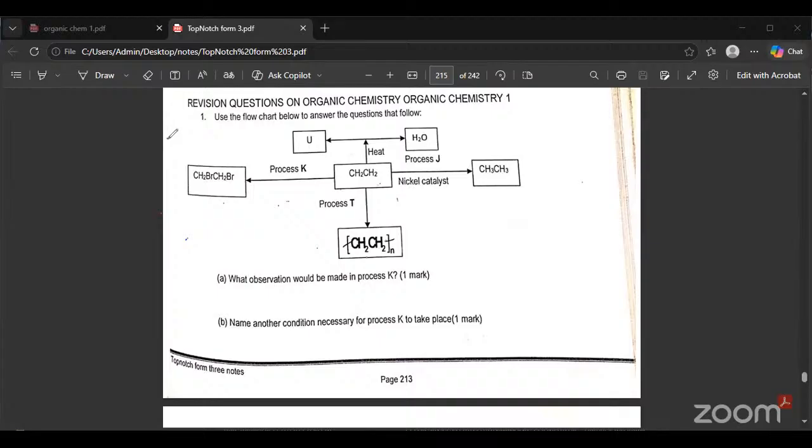So what is the observation? What will you observe? It is very easy. Actually, very easy. Yellow soot. Production of yellow soot. Yellow flame. That's a good trial. But we are not hitting. Process K. Have you identified process K first? Yes, halogenation. What observation do you think will be visible? It is one of the tests, actually, but very specific. Teacher, I've talked about the presence of double bond.